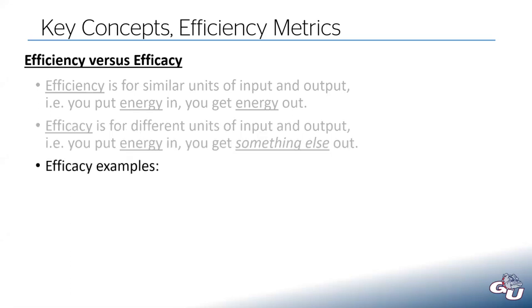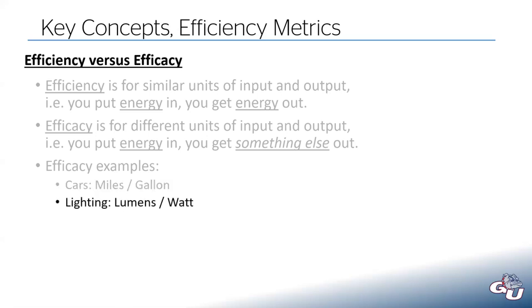Some common examples. If you're looking at cars, you're going to buy a new car. Well, how many miles per gallon does it get? So those are different units. You can't equate miles to gallons. There's no conversion factor there, but you can express the efficacy of a car as miles per gallon.